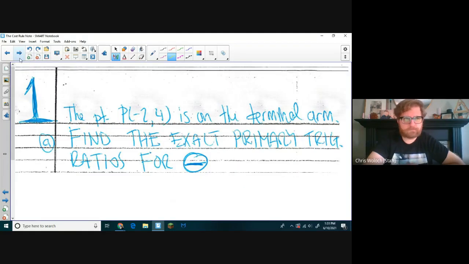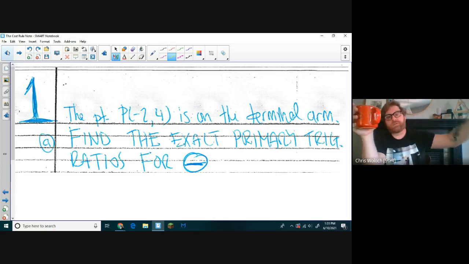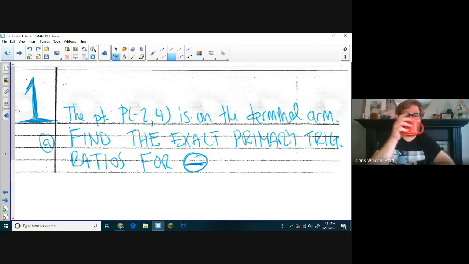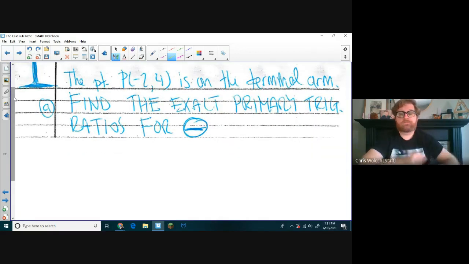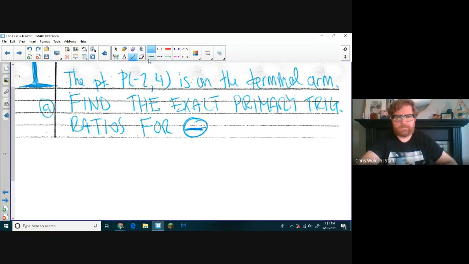So let's try one. Okay. So now we're doing the exact same question as yesterday, just now we are moving into another quadrant. So we have a point -2 and 4 on the terminal arm. We want to find the exact primary trig ratios for theta. So let's draw ourselves a picture.